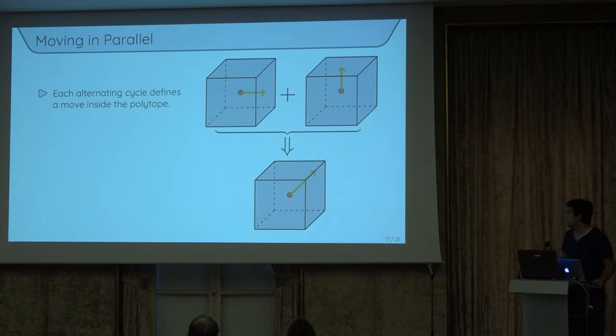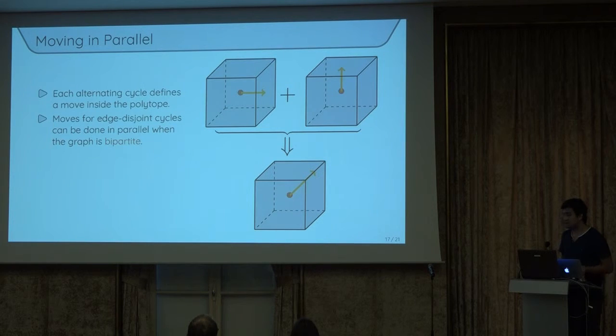Okay? So the thing about bipartite graphs is that each of these moves interacts with different set of constraints. Okay? Because the cycles are edge disjoint. So if you do this move and you remain inside the polytope, and if you do this move and you remain inside the polytope, you can do the addition of the two moves and still remain inside the polytope. Okay? So this allows you to do this in parallel for bipartite graphs.